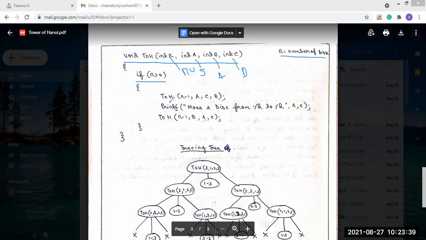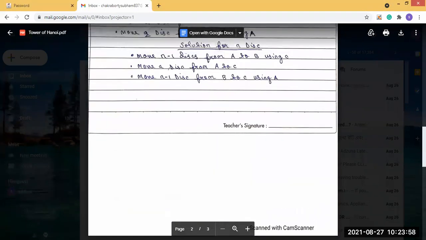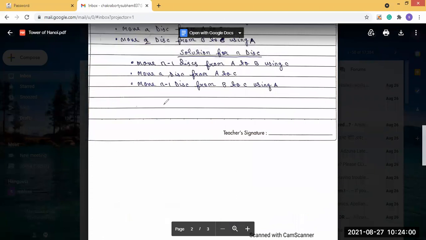then you see we are calling this function recursively. That means, if we compare the first step, what are we doing in the first step? If there is the solution for n disks, for the first step we are moving n minus 1 disks from A to B using C. This is the first step. So this is written here.